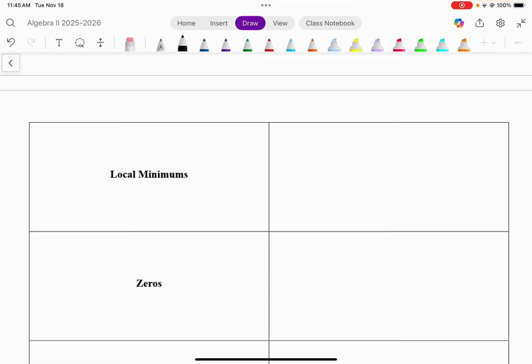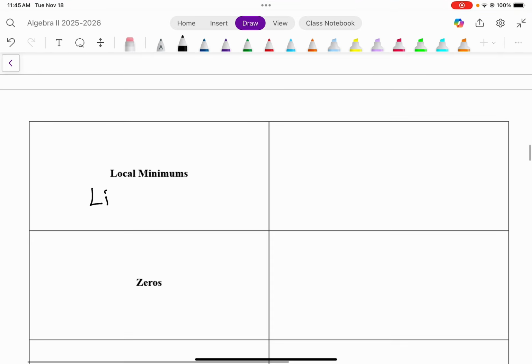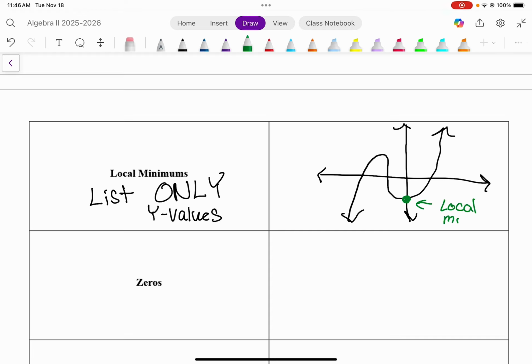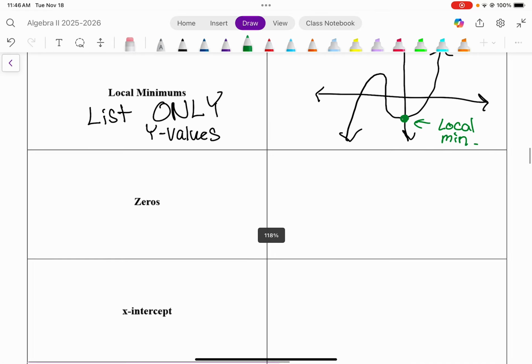Okay, next we have local minimums. Again, you are only going to list the y values. So if we were to draw a graph, let's go. Okay, so local minimums, those are going to be at the bottom of a curve. So this would be a local min. And your graph might have more than one local min or local max. So make sure you are finding all of them if you are asked for those.